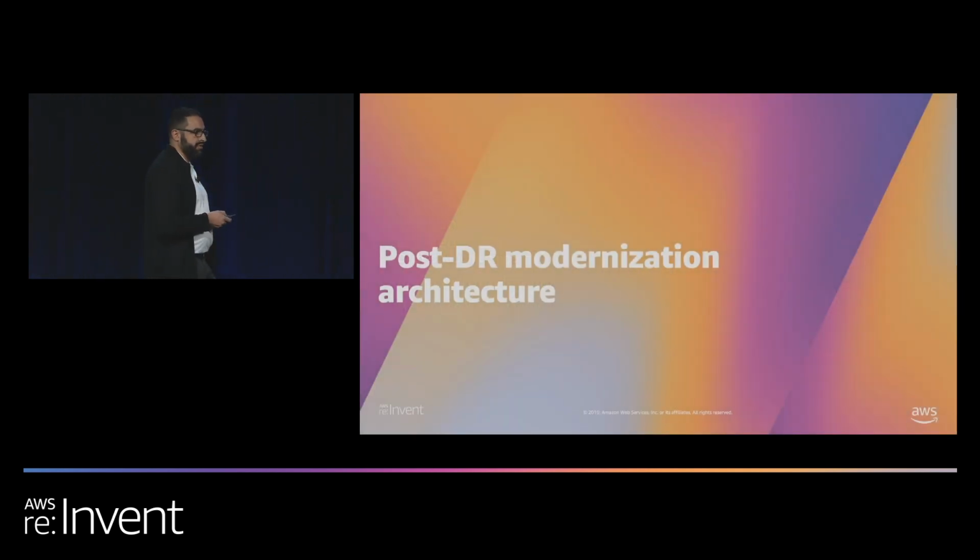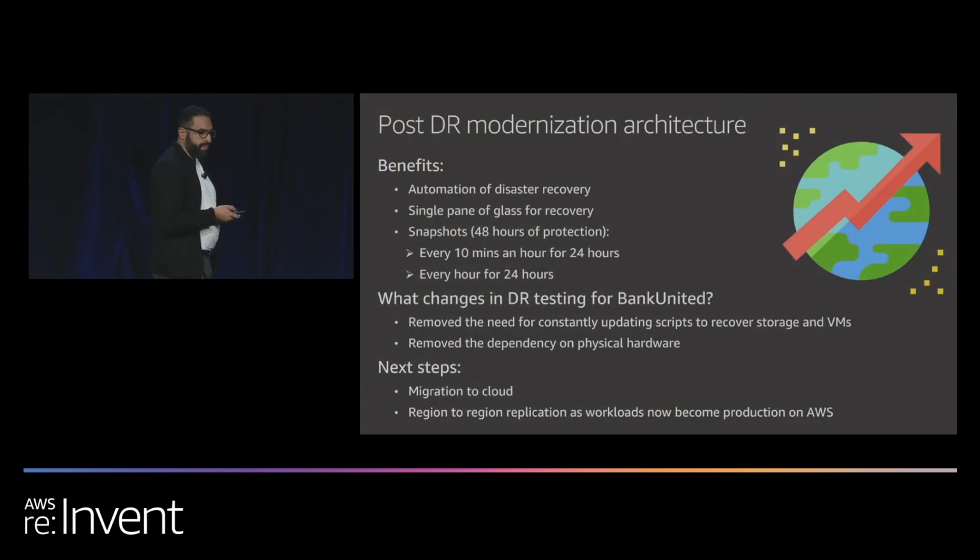Post-DR modernization architecture. Benefits: automation of disaster recovery. We automated the deployment of servers on AWS by assigning security groups, subnets, instance types, reserved IPs, and tags for DR requirements. Single pane of glass for recovery. We removed the storage, fiber, and hypervisor, thus removing complexity.